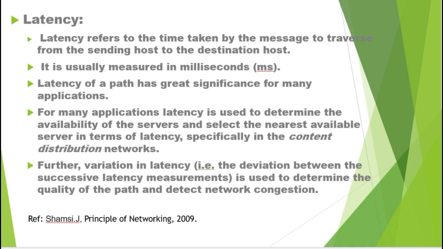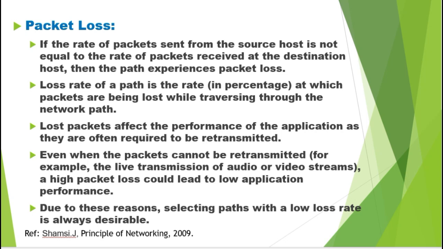From the parameter of latency, we are able to monitor the variation in latency, or the other name is called deviation. By measuring the variation or the deviation, we can determine the quality of the path, and we can detect network congestion. The next characteristic of the network is packet loss.